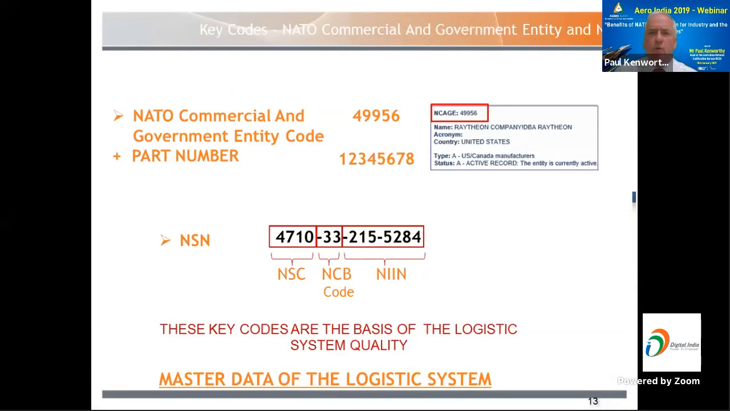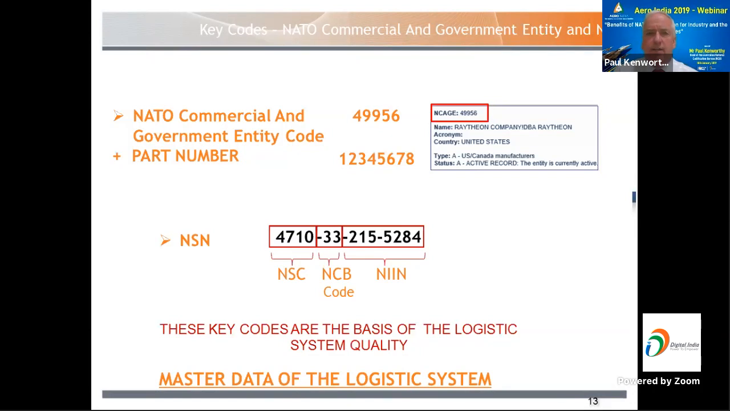And again, the key codes to remember, I call this master data. These are things that we create in the NATO system from information provided by industry, is the NATO Commercial and Government Entity code. The acronym for that is NCAGE, N-C-A-G-E. So I will talk about this quite a bit. That is a five-digit code given by an NCB to companies. And if a company wants to do business with defense and have an NSN or the information against an NSN, then they will need an NCAGE. And Daniel will explain this a little bit better later, in more depth.